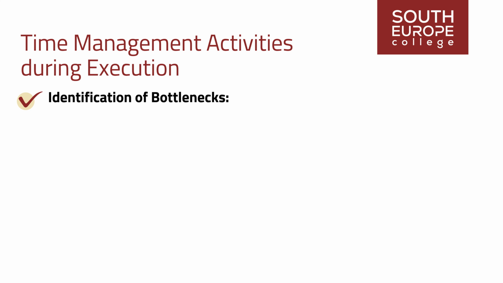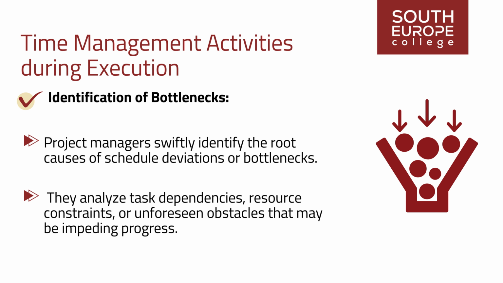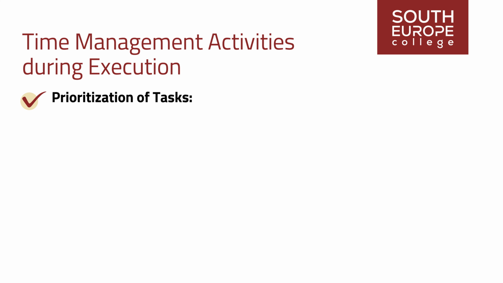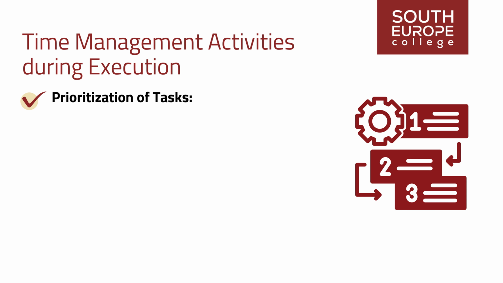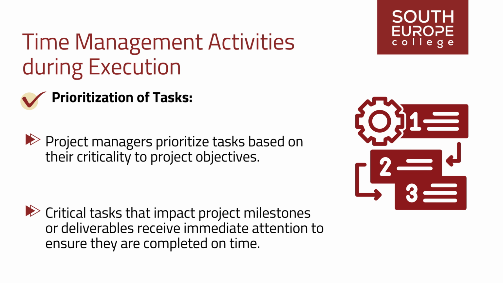Identification of bottlenecks. Project managers swiftly identify the root causes of schedule deviations or bottlenecks. They analyze task dependencies, resource constraints, or unforeseen obstacles that may be impeding progress. Prioritization of tasks. To keep the project on track, project managers prioritize tasks based on their criticality to project objectives. Critical tasks, such as tasks on the critical path that impact project milestones or deliverables, receive immediate attention to ensure they are completed on time.